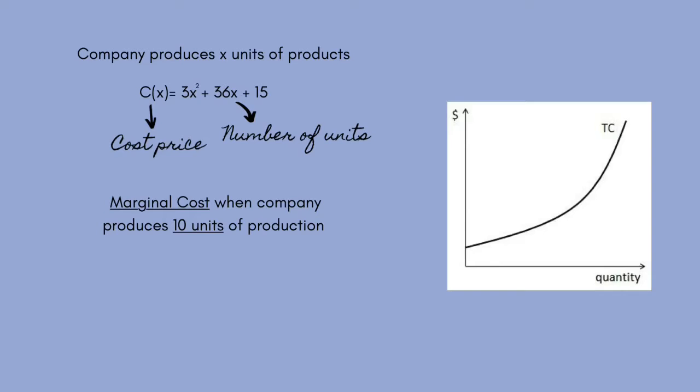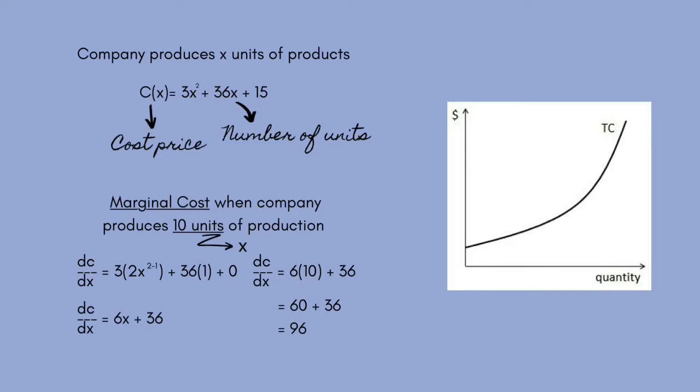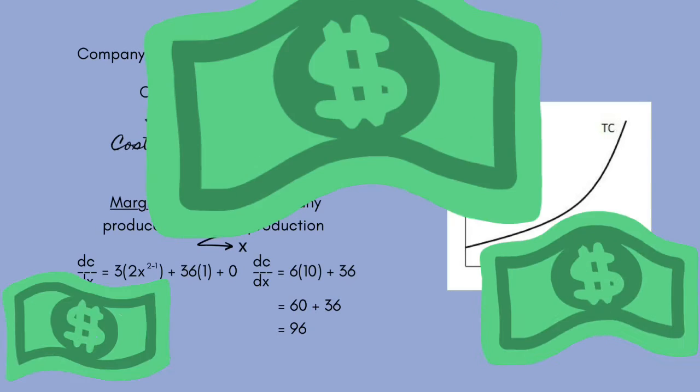So marginal cost means the increment or decrement in the cost when the company's production increases by 1 unit. So we start by differentiating the equation given, bringing the power to the front and reducing the power by 1, and the derivative of a constant function is 0. Assume that the value of x is 10 units, and we have to find the cost. Then we got 96 as the cost of 10 units.